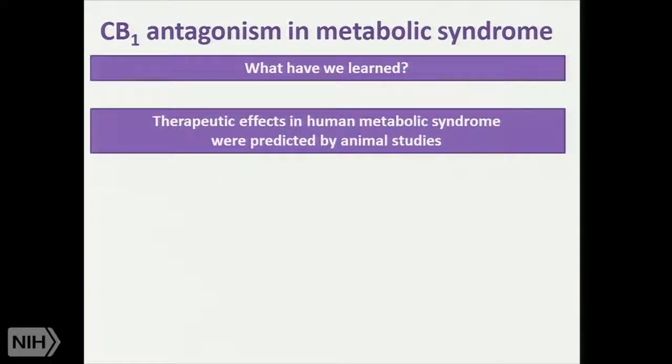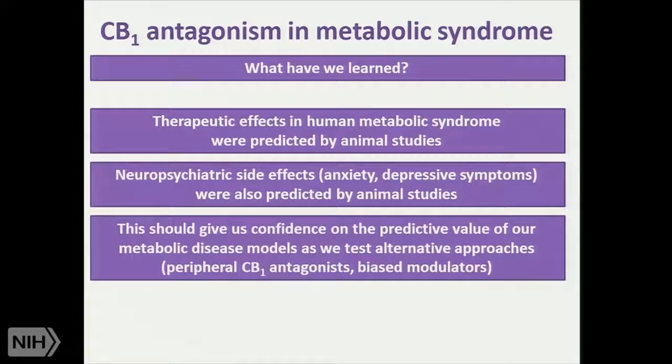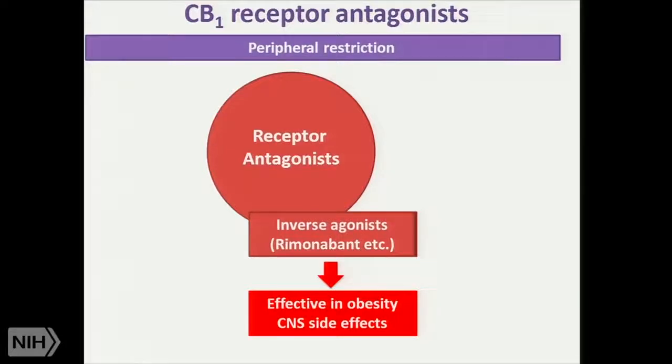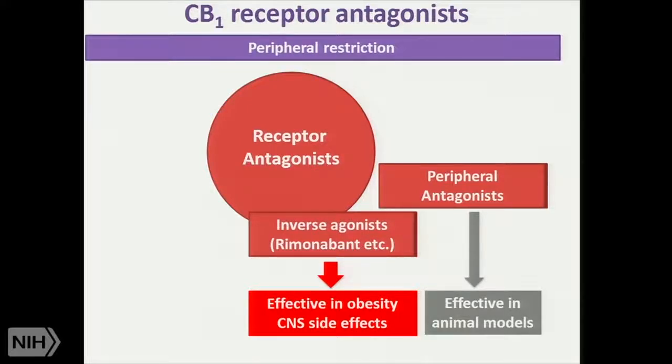A few important thoughts about what we have learned from CB1 antagonists in metabolic syndrome. I would like to point out that therapeutic effects in human metabolic syndromes were predicted by animal studies, and the side effects also were predicted. This is important because it gives us confidence in the predictive value of our models, so that as we test new drugs, we should believe in what we see and not just be critically skeptical. One such drug which I think deserves attention is peripheral CB1 antagonists, which have been shown to be highly effective in animal models of metabolic disease and deserve further study in humans as well.